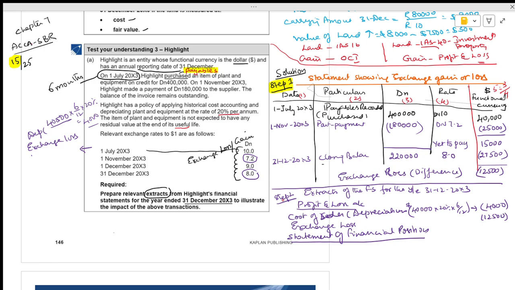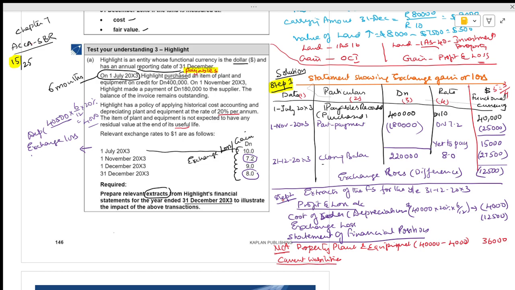Okay. Next, what is the statement? How much is the property, plant, and equipment? Property, plant, and equipment is how much? And equipment is that we have that equipment. How much is there? 40,000. How much is the depreciation? Depreciation is 4,000. What is the value? 36,000. Fine. This is part of what? Non-current assets. Is it right?